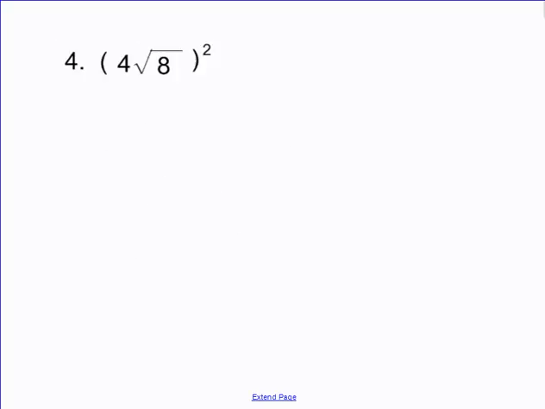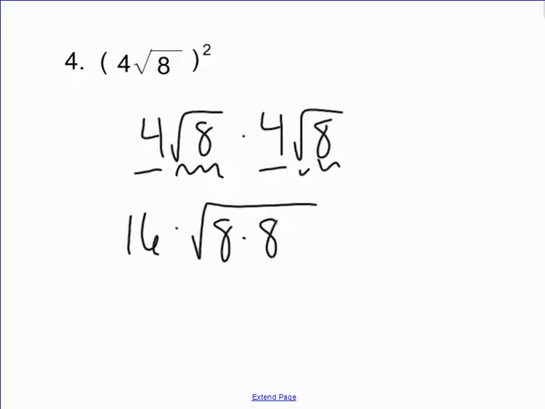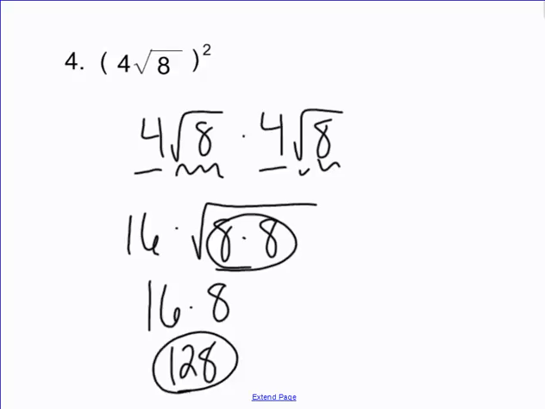Number 4. 4 radical 8 times 4 radical 8. 4 times 4 is 16. Radical 8 times radical 8 gives you 2 8s under the radical, which gives you a pair. 16 times 8 is 128. Notice, 4 squared is 16. Radical 8 squared is 8. That's the shortcut, but the reason it works is because what I have here.